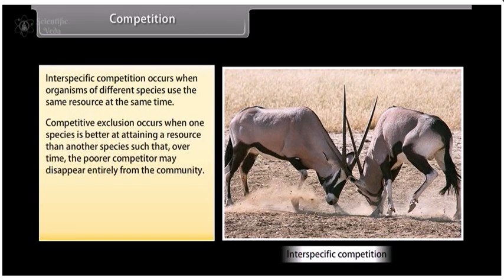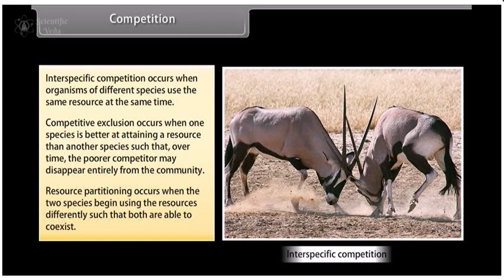Competitive exclusion occurs when one species is better at attaining a resource than another species, such that, over time, the poorer competitor may disappear entirely from the community. Resource partitioning occurs when the two species begin using the resources differently, such that both are able to coexist.